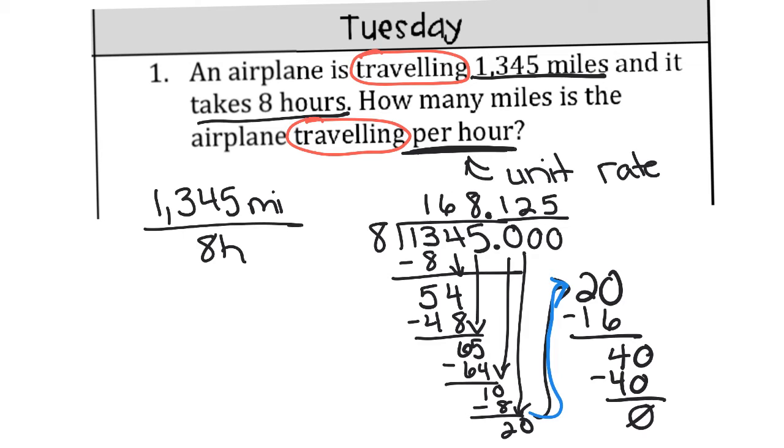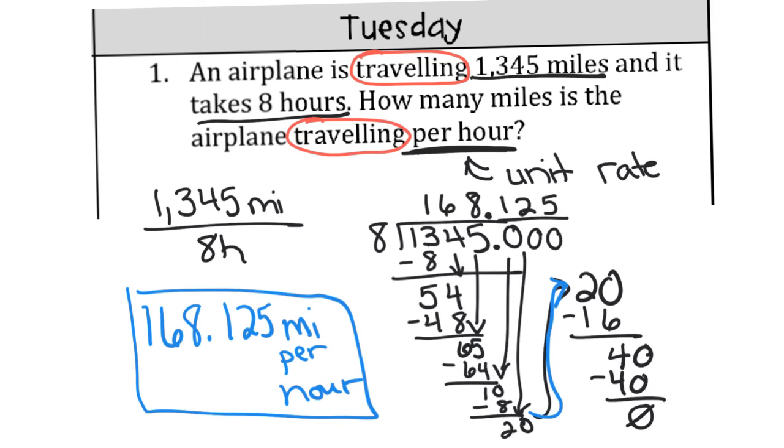So our final answer would be 168 and 125 thousandths miles per hour. And I actually looked up because I was curious how fast airplanes actually fly, and that's why some math problems don't make sense, because a normal plane that you would get on at an airport, a traveler's plane, can actually average about 575 miles per hour. So this may be one of those little single pilot planes that you see over at the airport.